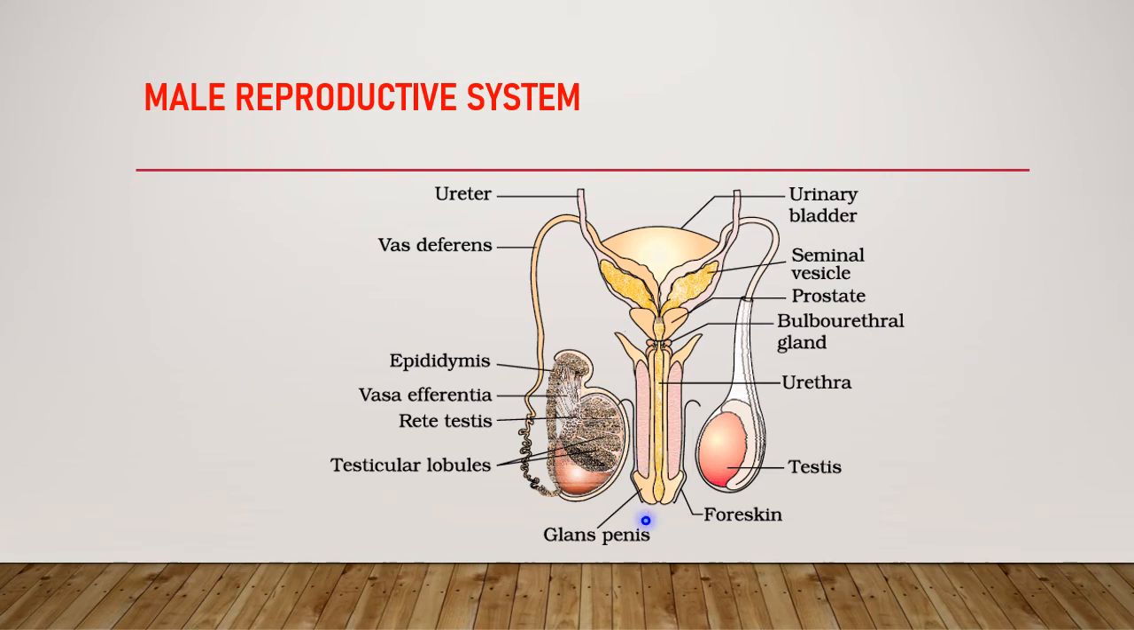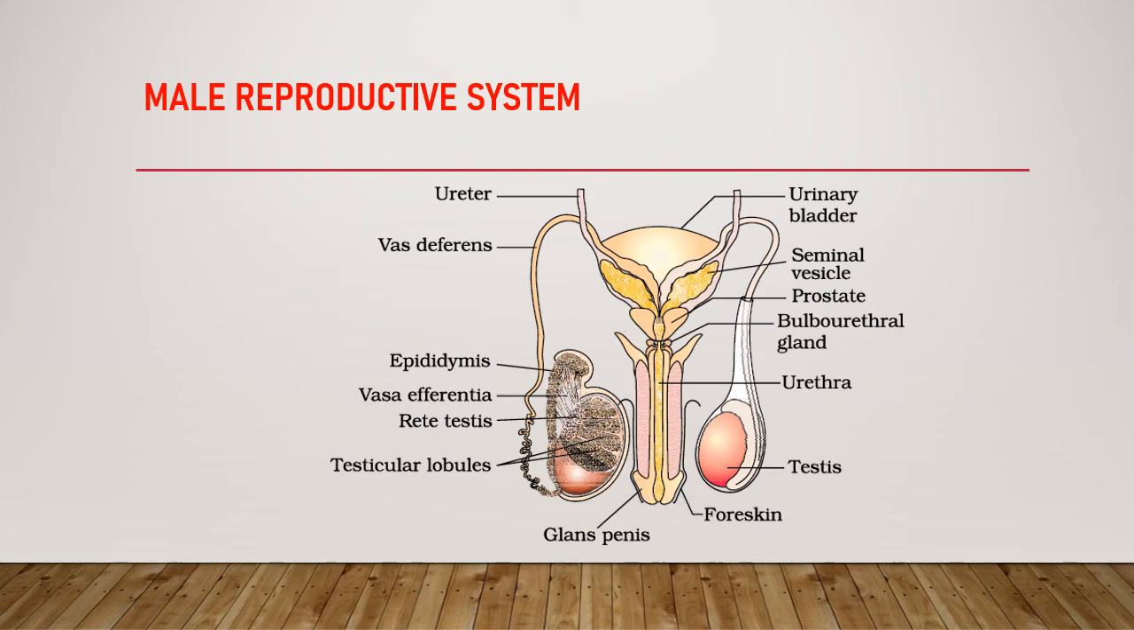Near the tip of the penis, the corpus spongiosum is enlarged. You can see here it's slightly enlarged as compared to the other portion of the penis. This enlarged structure forms the sensitive part which is called the glans penis. This is covered by a loose retractable fold of skin called the prepuce or foreskin.